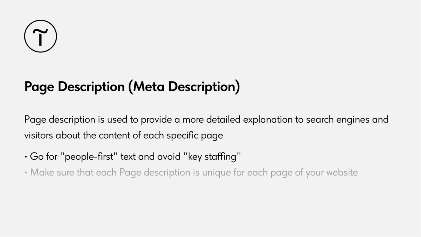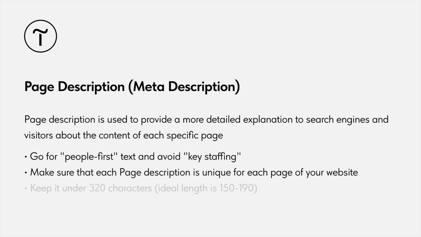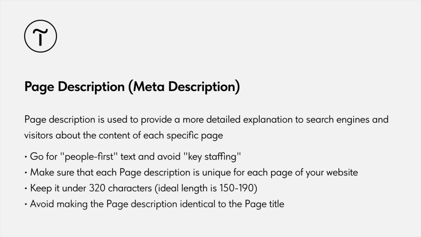Besides that, ensure to have a unique page description for each page, as well as keep it under 320 characters. It's about 50 to 100 words. Lastly, it is highly recommended to avoid creating descriptions that are the exact match of the page titles. This is because search algorithms will be compelled to crawl deeper into the page in search of missing information. If, for any reason, they are unable to find the required information, it can have a negative impact on rankings.